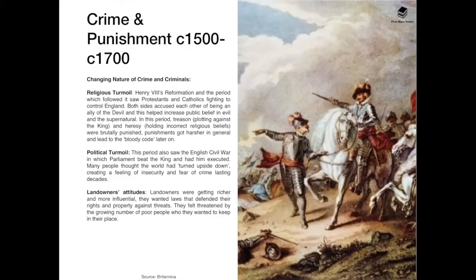Religious turmoil. Henry VIII's Reformation and the period which followed it saw Protestants and Catholics fighting to control England. Both sides accused each other of being an ally of the devil, and this helped increase public belief in evil and the supernatural. In this period, treason, or plotting against the king, and heresy, holding incorrect religious beliefs, were brutally punished. Punishments got harsher in general and led to the Bloody Code later on.